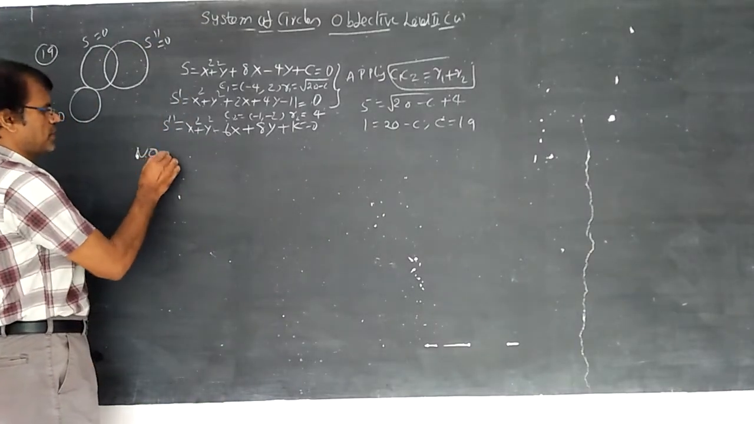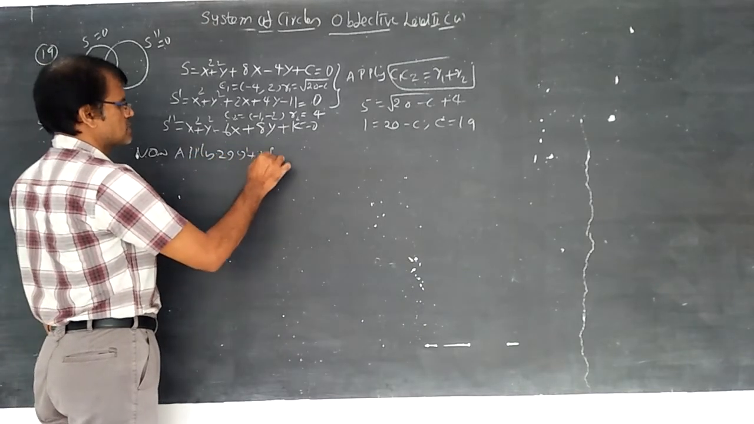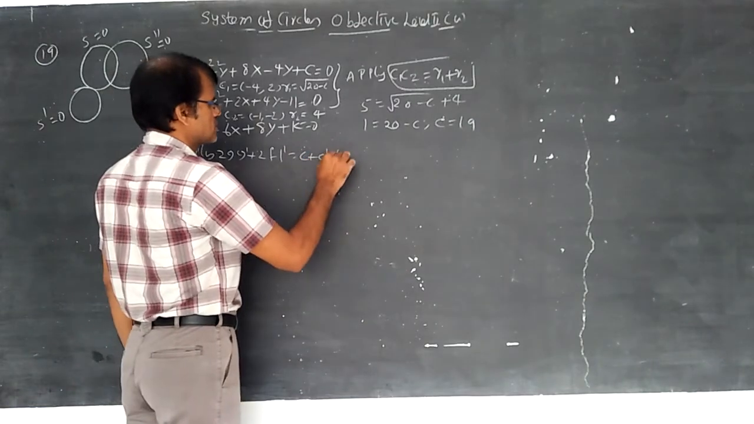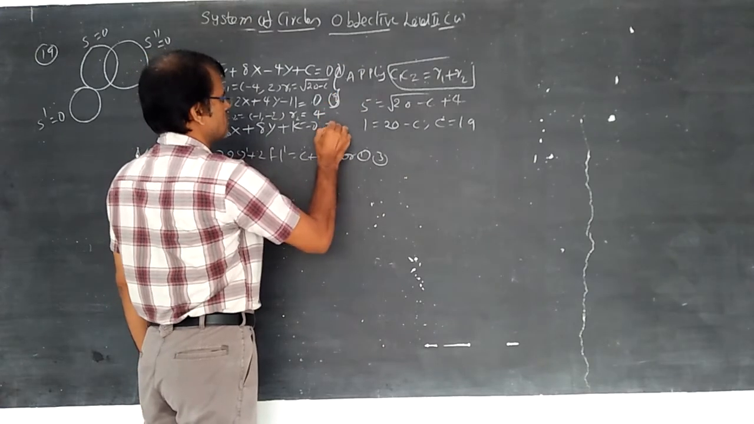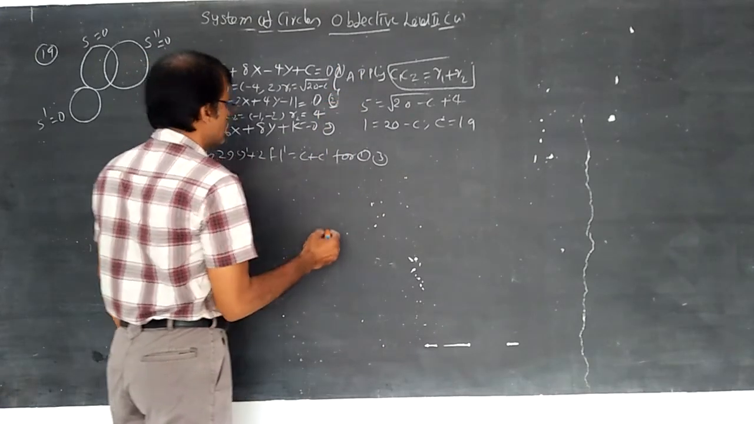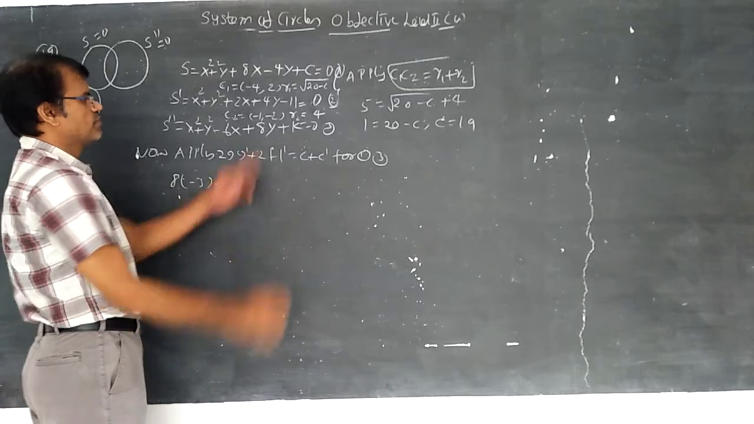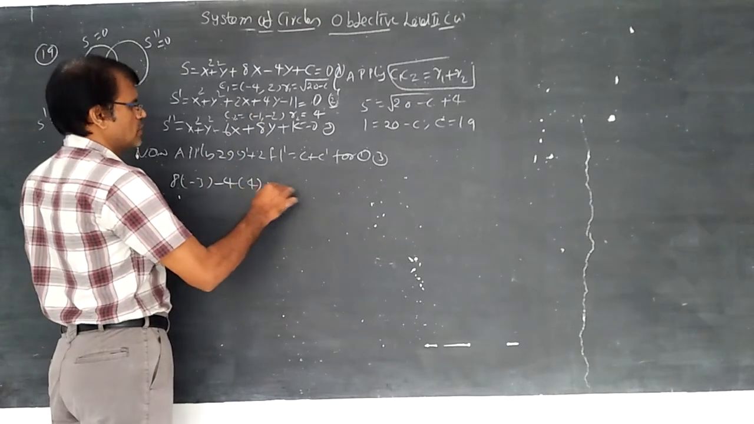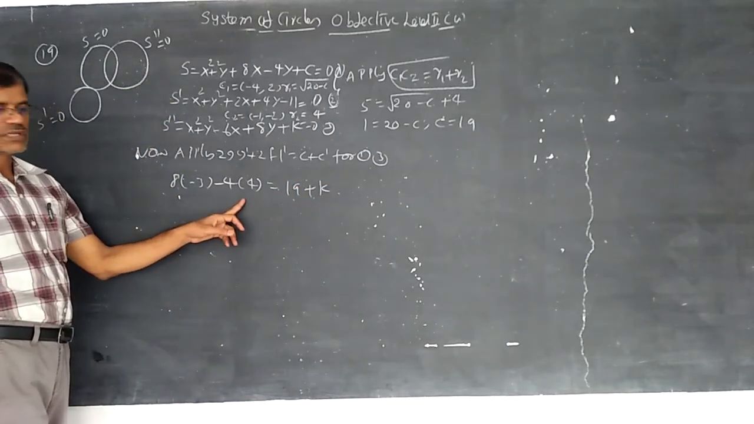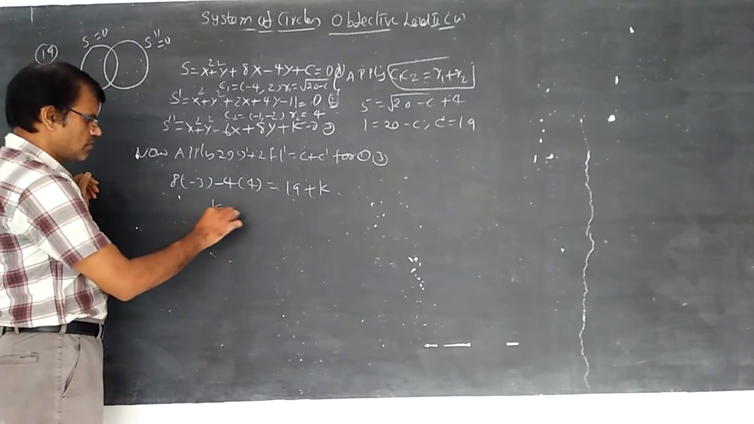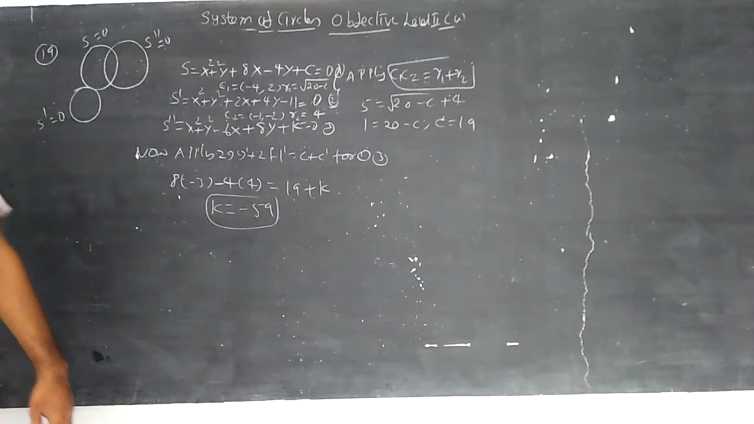Now apply 2gg dash plus 2ff dash equal to c plus c dash. For 1 comma 3, so 2g means 8 into here minus 3, plus 2f means minus 4 into here 4, is equal to c. We got 19 plus k, minus 24 minus 16, minus 40, and 19 taken this side, minus 40 and minus 19 becomes minus 59. So the k value is minus 59.